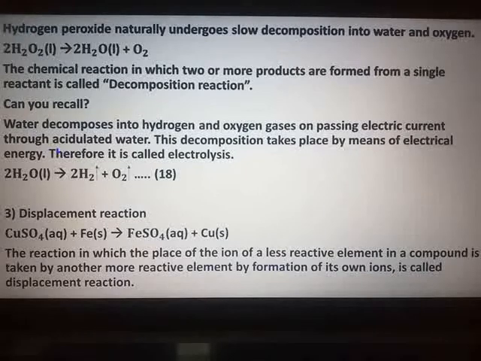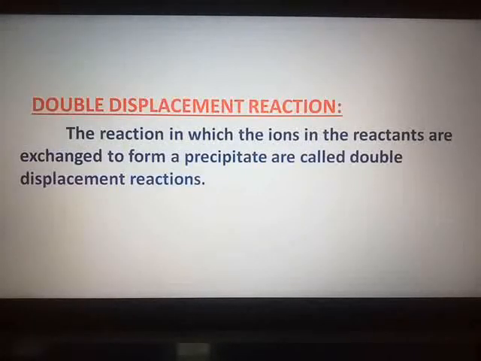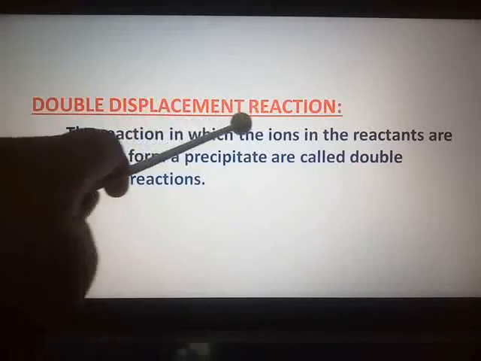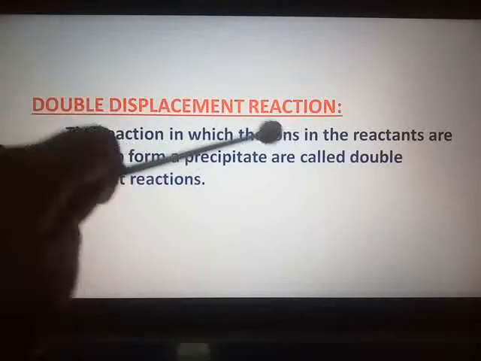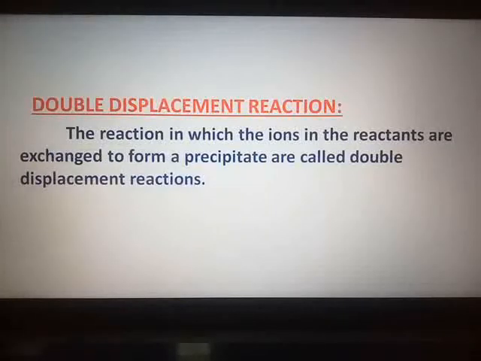And the last one is double displacement. Now here, don't infer that, as in displacement where only one child gets up and displaces, here double means A and B both will get up and C and D will be displaced. No, here a very simple concept: the reaction in which the ions in the reactants are exchanged to form a precipitate is called a double displacement reaction.